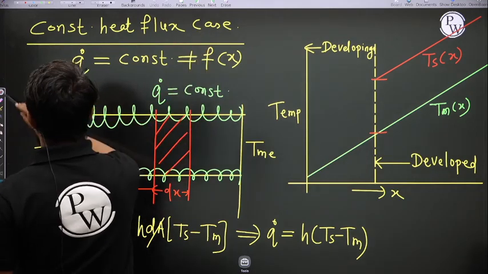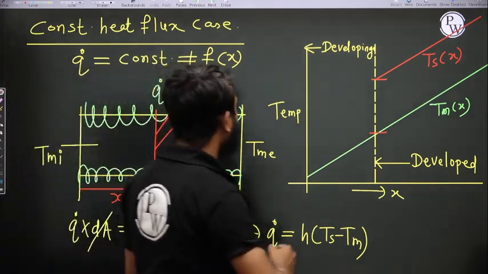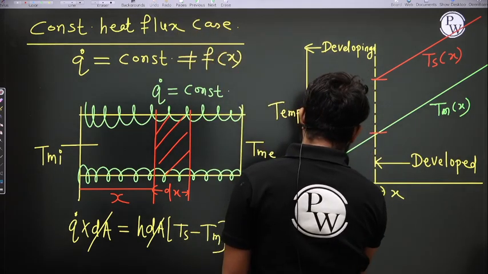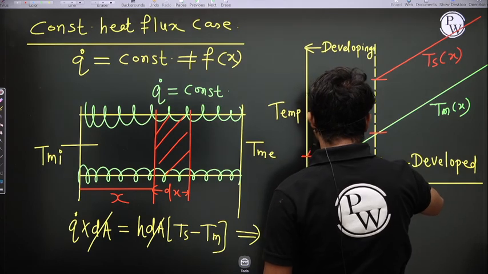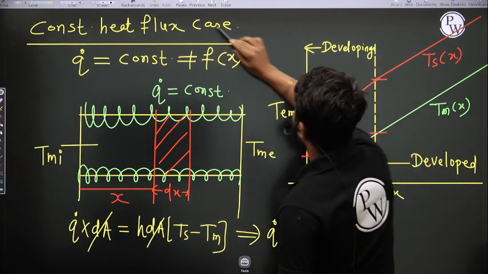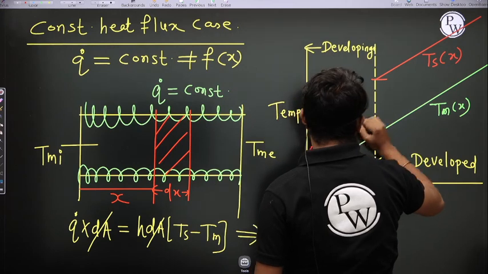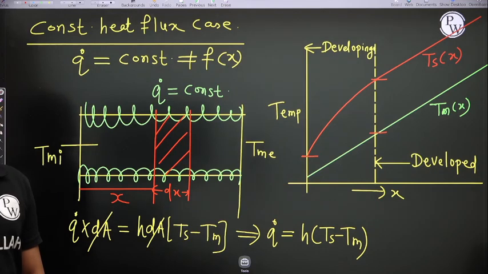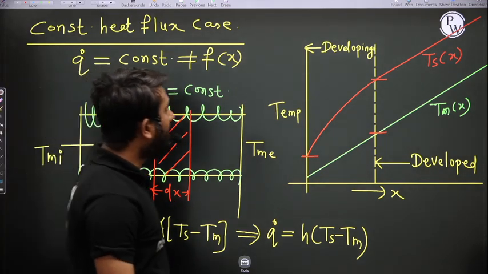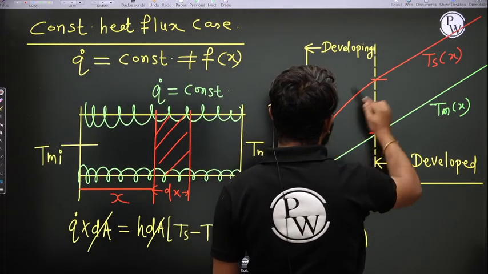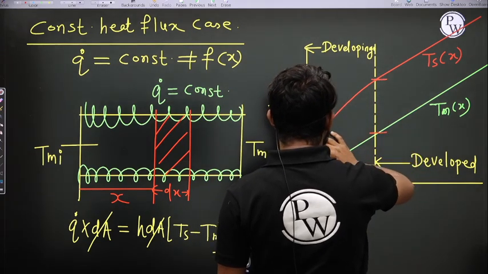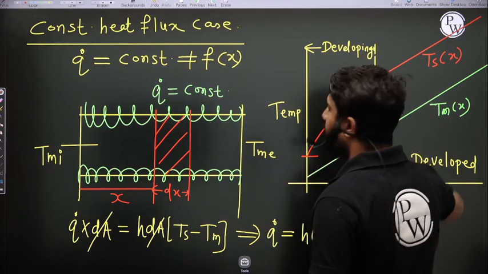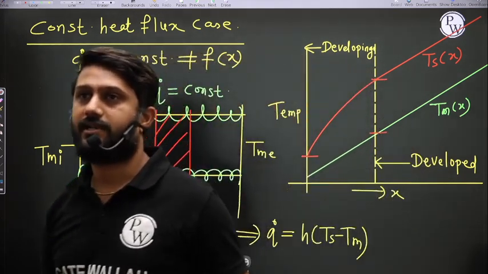Now see here, this is the temperature profile. In the developing region, the temperature difference between the wall and the mean temperature increases, and in the developed region it is constant.